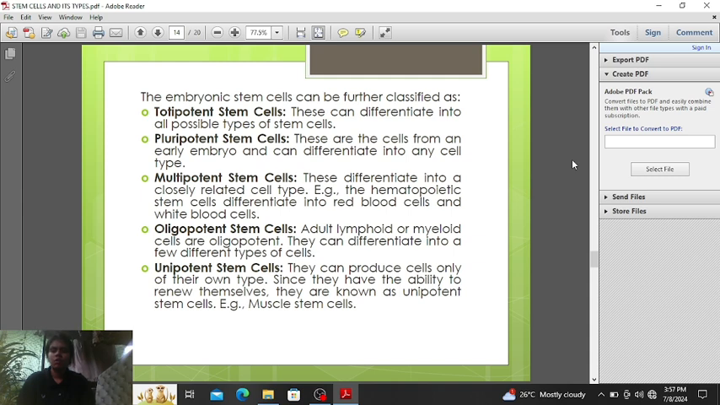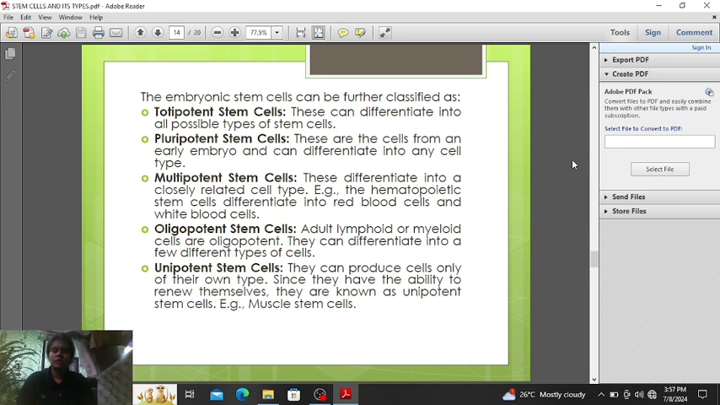Pluripotent stem cells are the cells from the early embryo, and they can differentiate into any type of cell. The multipotent stem cells can differentiate into closely related cells, such as the hematopoietic stem cells, which can differentiate into red blood cells and white blood cells.